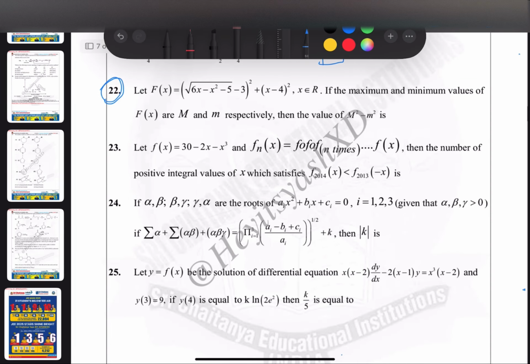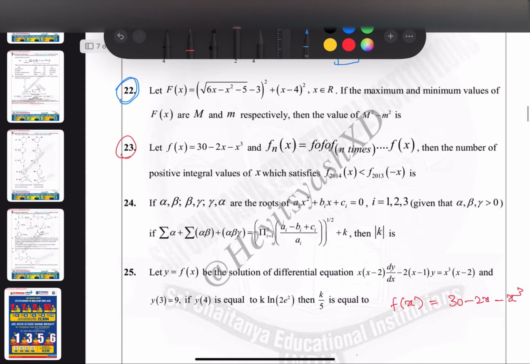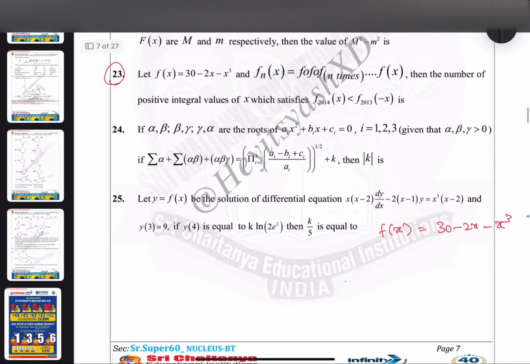All right. Next, let's deal with this question. 23rd question. So f of x is 30 minus 2x minus x cube, and fn of x is f of x applied n times. Then the number of positive integral values of f of 2000x. If we try to find out f of x, that will be a 9th degree equation. It will mess up a lot. So what else can we do here? This is a kind of tricky question. So we can do one thing.